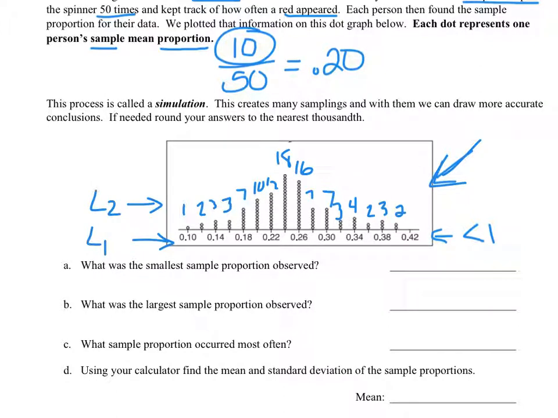Okay, what is the smallest sample proportion? The smallest would be the lowest number. What's the highest? 0.4. That means 40% of the time the person got a red. This one means 10% of the time the person got a red. Okay, what one occurs most often? Remember, that's the mode, and that's this one, 0.24. All right. So notice up here, I did note that here, round your answers to the nearest thousandth.